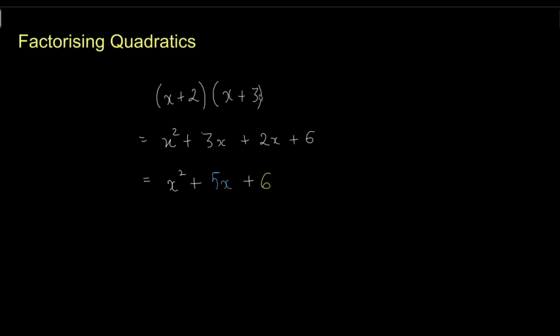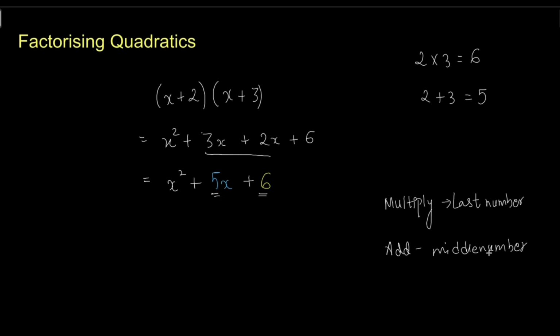When we multiply these two brackets, we got x squared plus 3x plus 2x plus 6. 3x plus 2x becomes 5x. Now look carefully, the numbers inside the bracket, 2 and 3: 2 times 3 equals 6. That gave us this last number. And 2 plus 3 equals 5. That gave us this middle number. This gives us a very important rule. Whenever we factorize, we are looking for two numbers. Those numbers must multiply to get the last number and add to get the middle number.